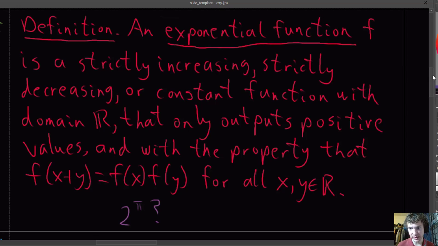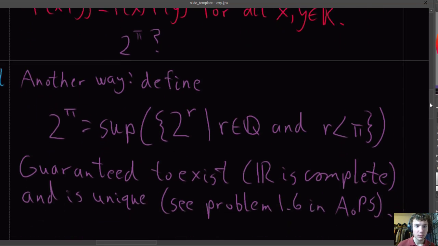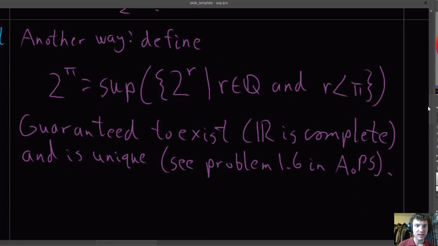So I want to show you one more thing, which is not in the book, but this is kind of one way that I like to think about it. What if you just wanted to define, say, 2 to the power pi, or 2 to some irrational power directly? We can actually do that with the tools that we've seen so far.